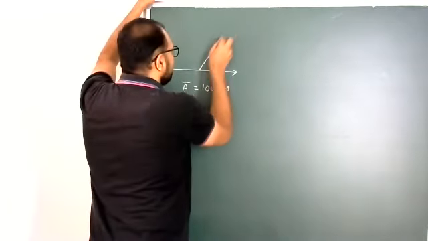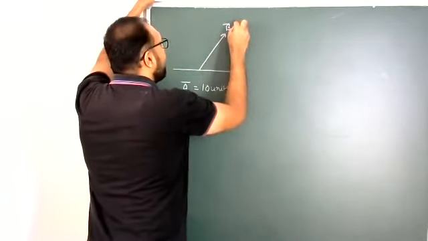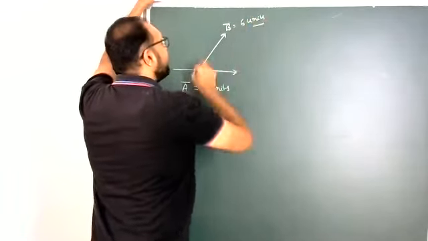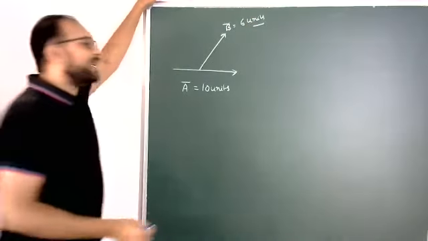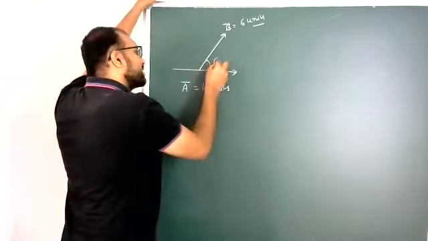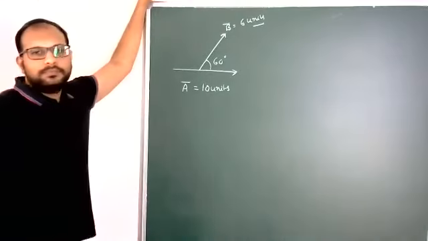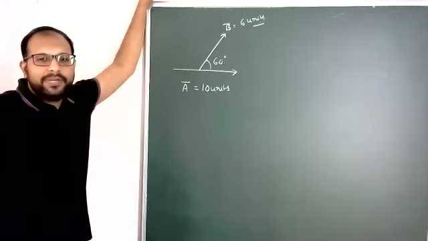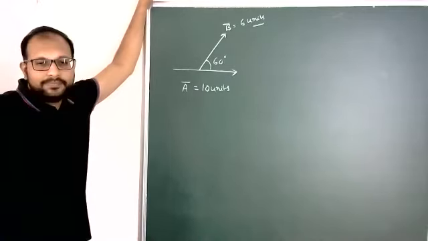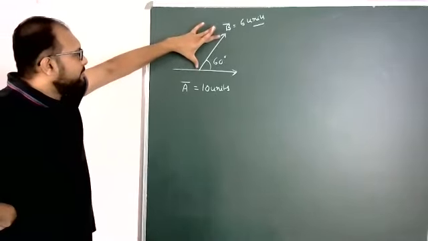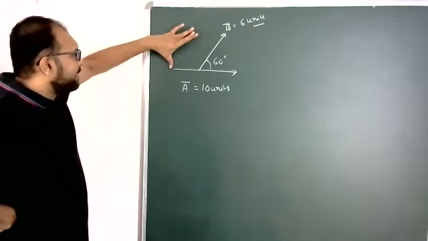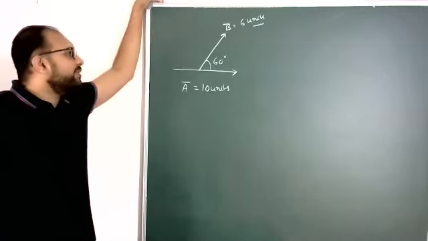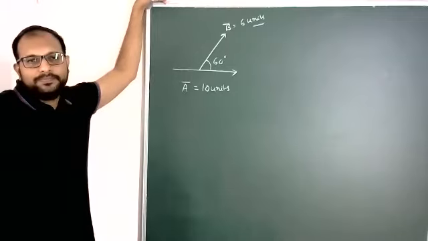And vector B bar, this is 6 units in this direction. That direction also, now I am giving a 60 degrees angle. That means A bar is 10 units, B bar is 6 units, and the angle between A bar and B bar is 60. Yes, you can find the angle by shifting B bar up to here, but still you will get 60 only. That's my answer, 60. The angle between A bar and B bar is 60.